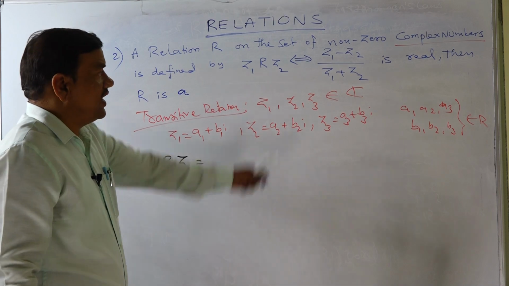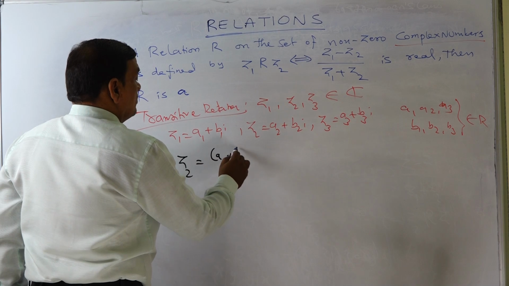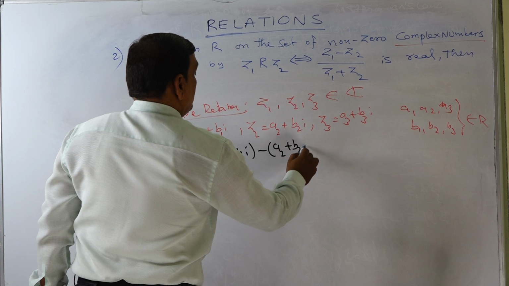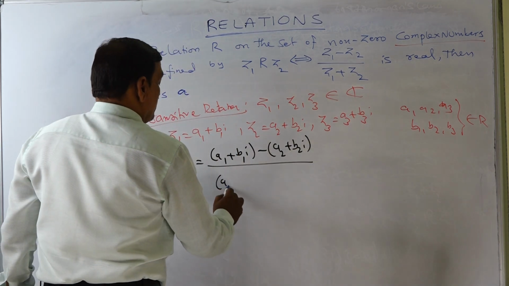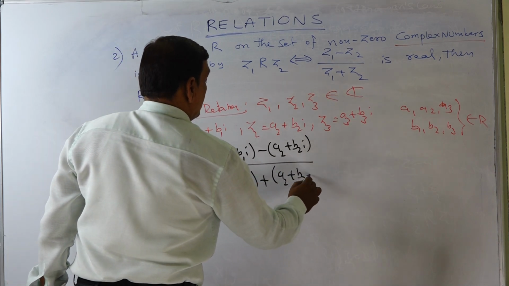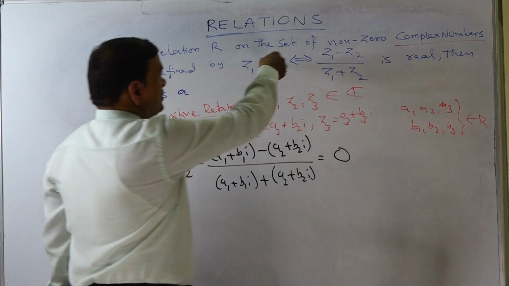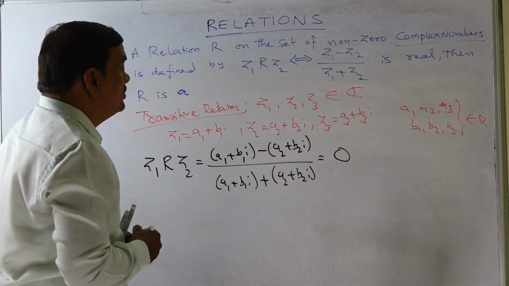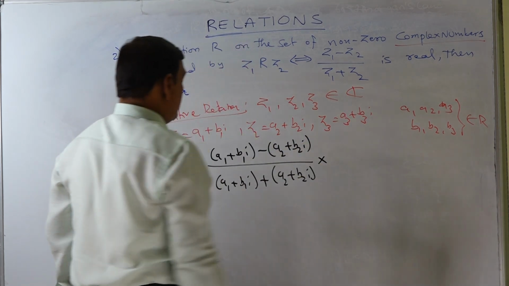Z1 related to Z2. Now according to the definition, Z1 minus Z2, that means A1 plus B1i minus (A2 plus B2i), divided by Z1 plus Z2, that is A1 plus B1i plus A2 plus B2i, is a real number. So let us take this.